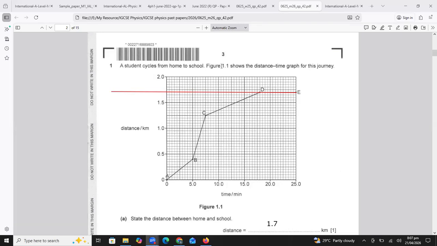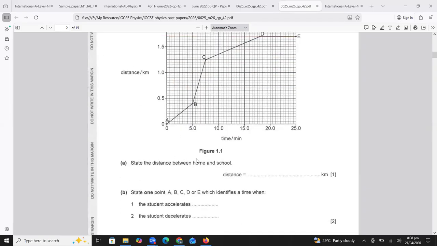So those who have joined late, let me tell you again, we have started the new paper today. This is the recent paper of Feb March 2026, paper 4, variant 2. This is the recent paper of this year, students. And in this question, we are given a distance time graph and we have to calculate the total distance covered by the child.